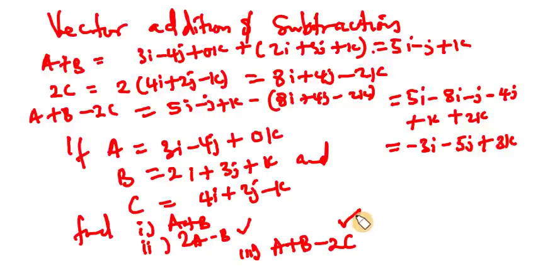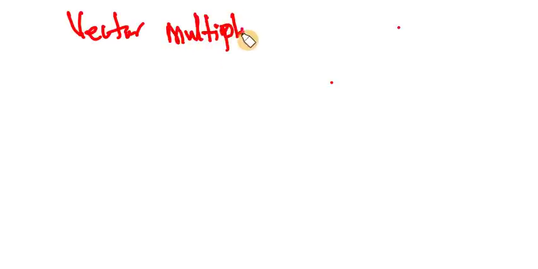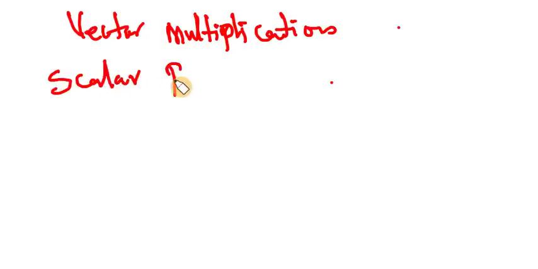So let us look at vector multiplication, the idea of vector multiplication. We shall look at how to find scalar products. You can call it scalar product or dot product.